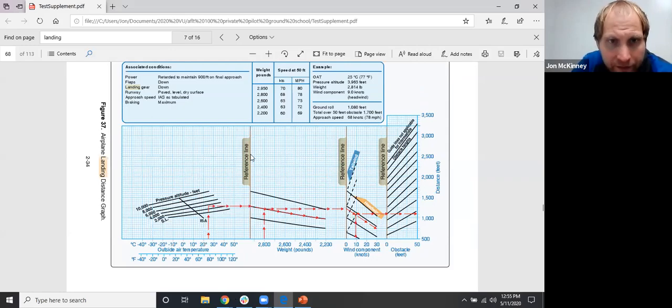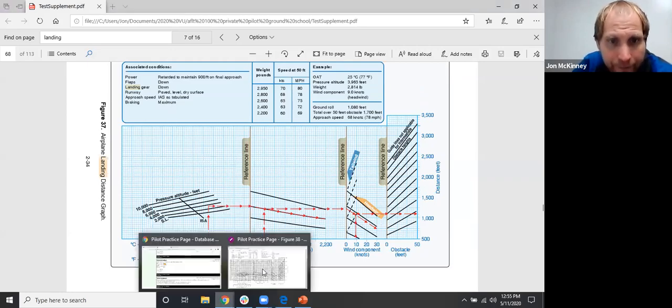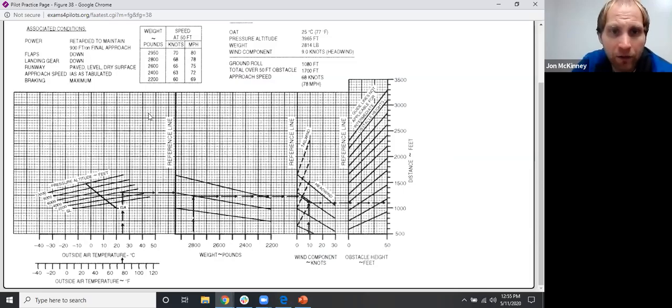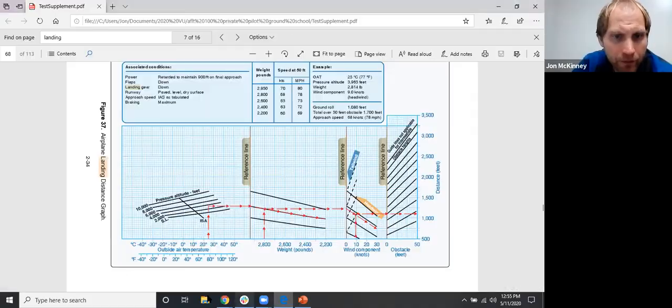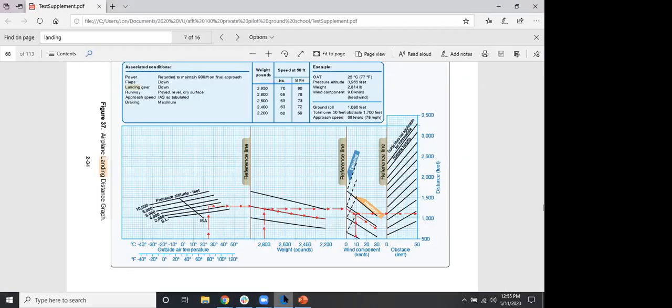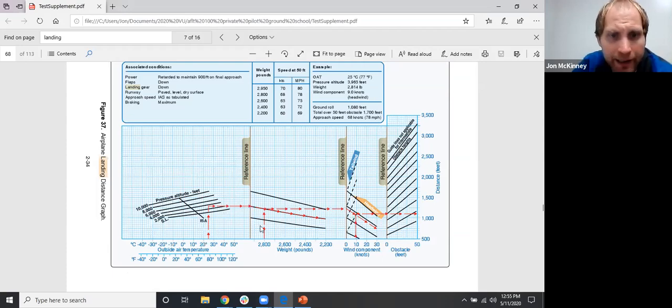So let's see. It says power retard, 900 feet per minute final approach, flaps down, landing gear down. Is that the same information we're seeing here? Retarded, looks pretty similar. So you tell me, Isaac, would you rather see me do it on the black and white copy or on the color copy? I'd say the color copy. Okay, so we'll try to use this color copy right here then.